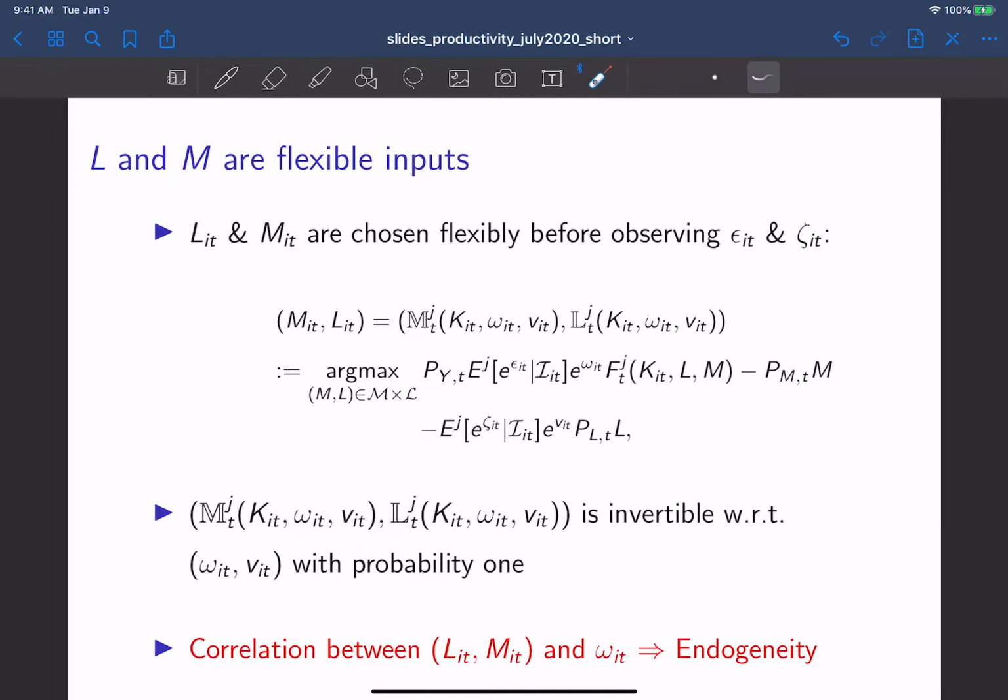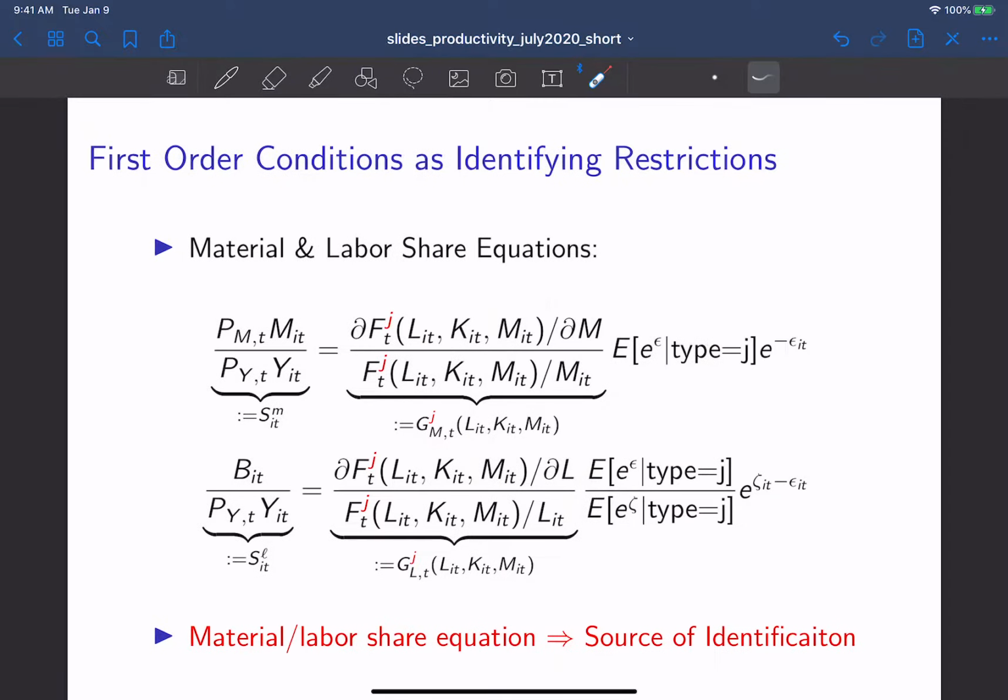L and M are flexible inputs, and so we're gonna extend this monotonicity argument typically used for the control function for the M and L. And importantly, this flexibility of L and M is gonna give you the endogeneity issue, which is the most important issue for the identification of the production function. We're gonna exploit the first order condition as an extra identifying restriction.